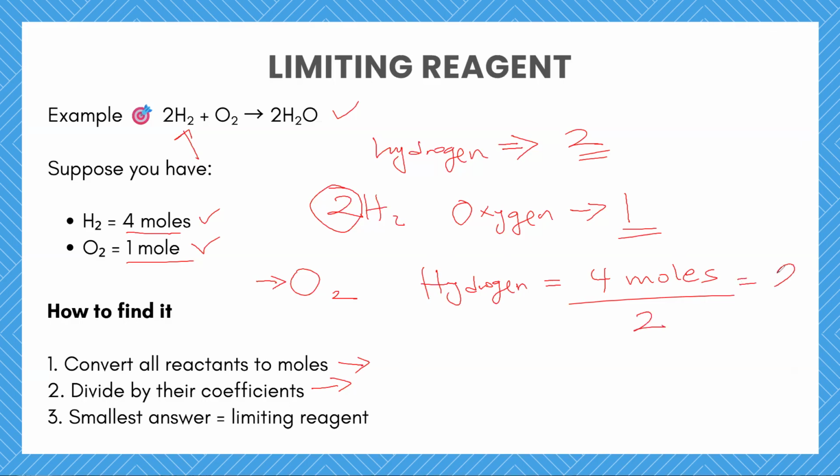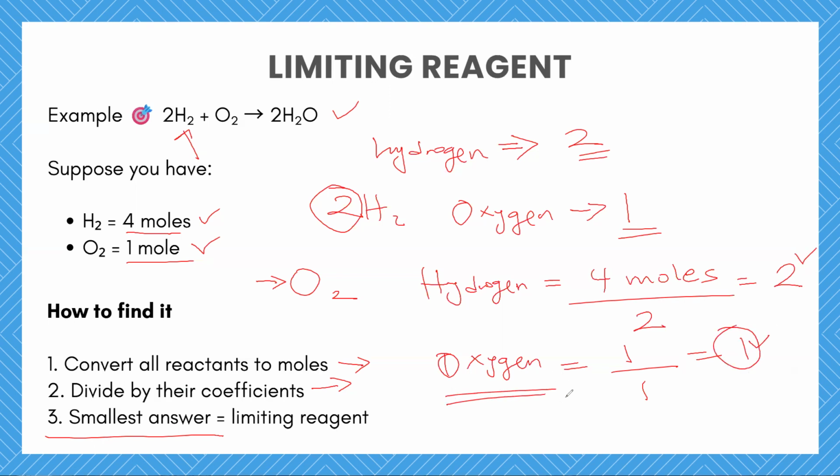So we have 2. Now for oxygen, the number of moles we have available is 1. So we divide that by the coefficient, which is 1, and then we end up having 1. And then the final step says the smallest answer is the limiting reagent. So between 1 and 2, 1 is the smallest. So therefore, oxygen takes the crown of the limiting reagent.